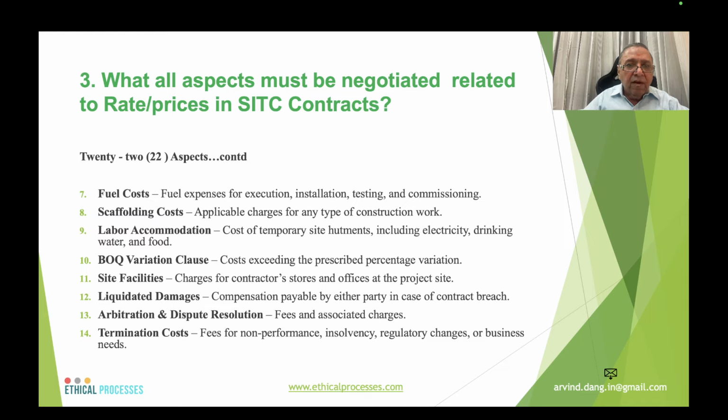Scaffolding costs, applicable charges for any type of construction work which is involved in this kind of manufacturing setup. Also, labor accommodation cost for temporary site hutments, including electricity, drinking water, and food. BOQ variation clauses, cost exceeding the prescribed percentage variation.